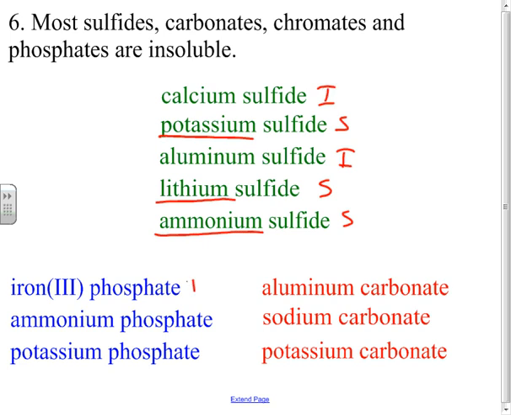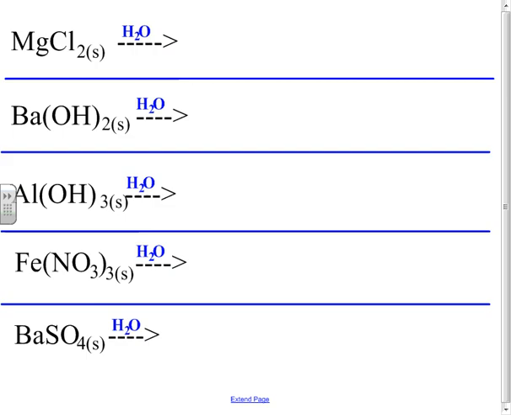Iron 3 phosphate is insoluble, whereas these last two are soluble because again of Rule 2, group 1A salts and ammonium salts are soluble. Same for the carbonates. Aluminum carbonate is going to be insoluble, sodium carbonate soluble, potassium carbonate soluble, because those are group 1 metallic ions. So if a compound is soluble and we put it in water, it will dissociate.